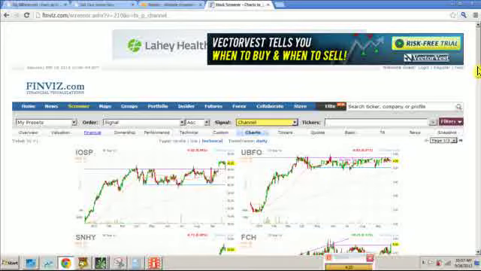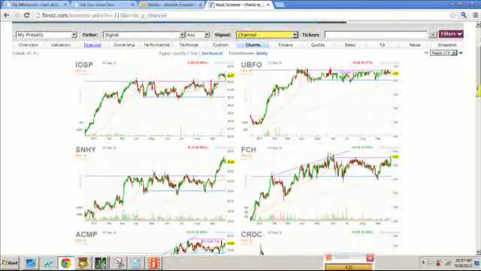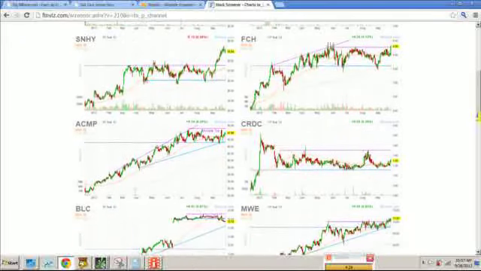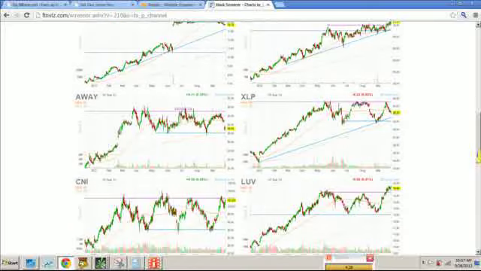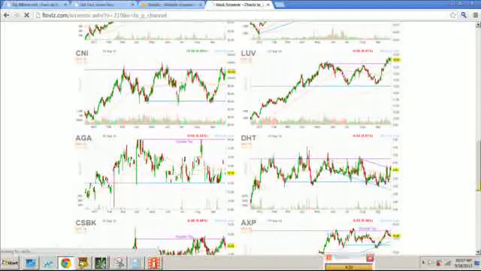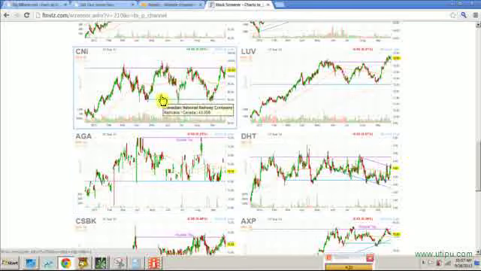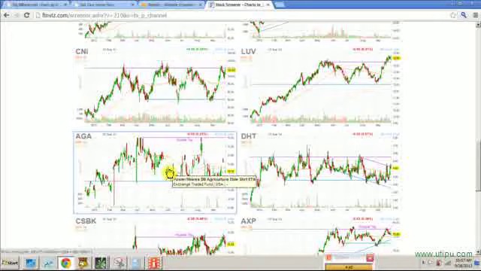That one's cool. There's 3 pages of these. Holy cow! See, there's a nice one. CNI. Going sideways. 94 is the low and 101 is the high. So you sell it at 101 and you buy it down here when it hits 94. That's cool. Same thing here. 16 is the high and 13 is the low.